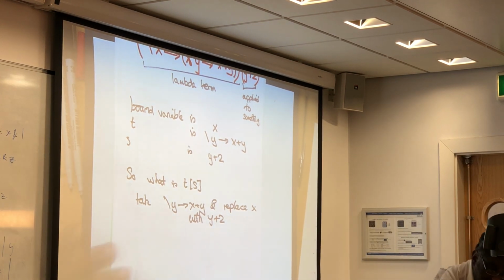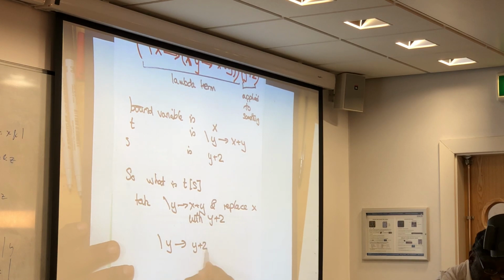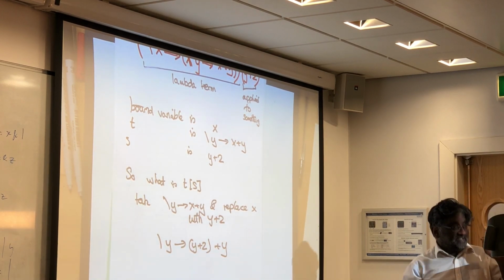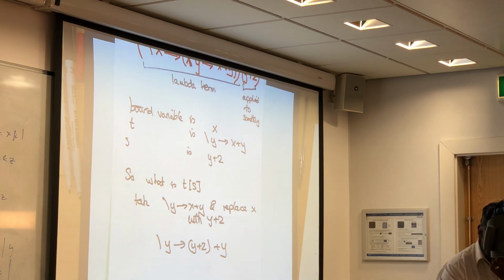Okay, so, what is it? We have lambda y arrow. Oh, there's an x. Let me replace it with y plus 2. And then plus y. Right? Now, I have to stress, this is wrong. And let me tell you why it's wrong.